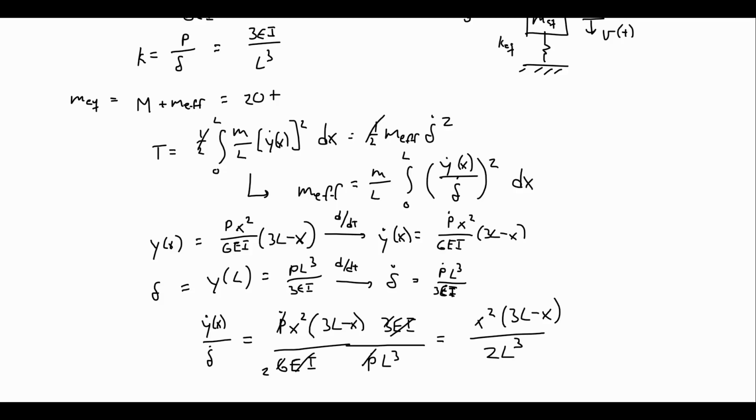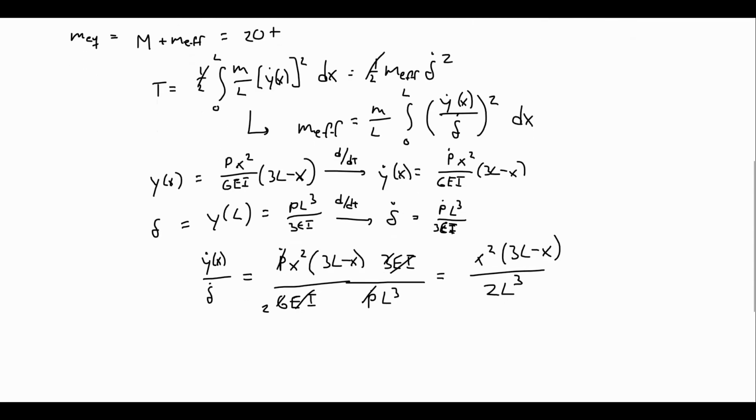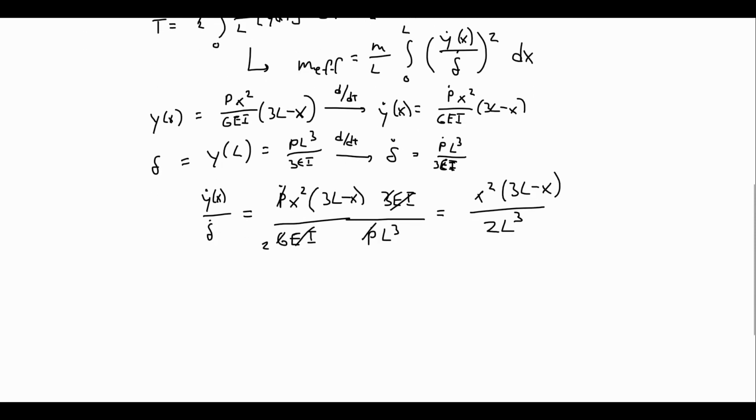So this is the thing I am going to want to be doing the integral of to find my m effective. And so m effective, now that I know what that ratio is, is m over L. I'll do this generally first and then put in my values at the end, times this thing I just created, x squared (3L minus x) over 2L cubed, and that has to be squared, dx. All right, so something like this I could do by hand, but I'm going to do it in Mathematica instead.